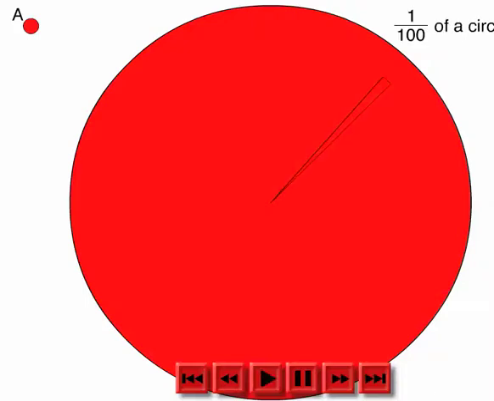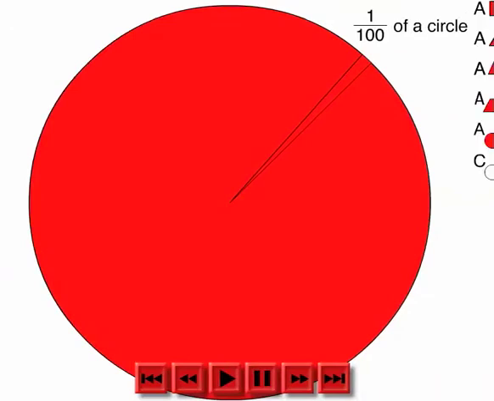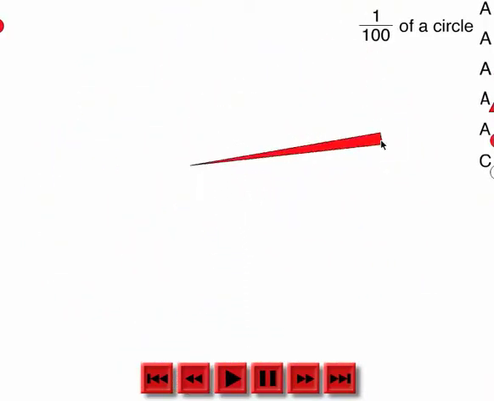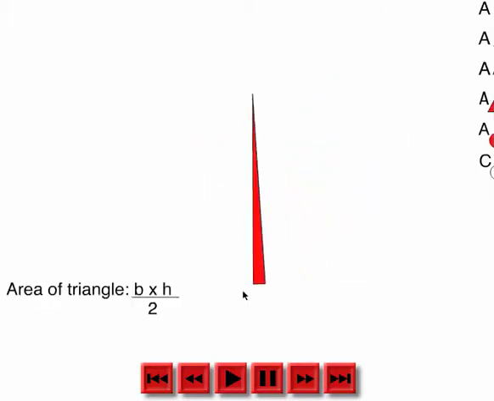Okay, so we're looking at 1/100th of a circle, just a little pie slice. And notice, since we took such a small little pie slice, it looks just like a triangle. And we know that the area of a triangle is base times height divided by 2. Now the base is like 1/100th of the circumference, right?